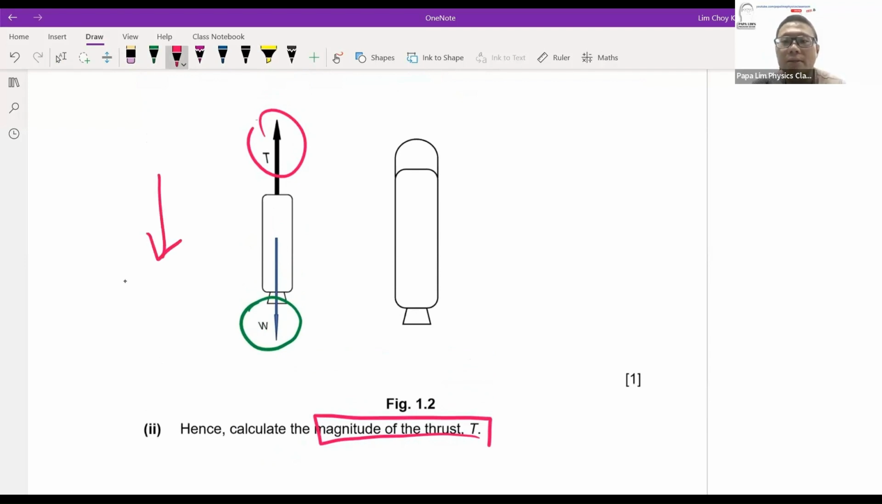Okay, so after 8 seconds, the object is actually descending, so it's going downwards. Since the motion of the object is going downwards, I like to take downwards as positive. Under downward as positive, the forces acting on the object, due to the free body diagram, there's only two forces, which is T and W.